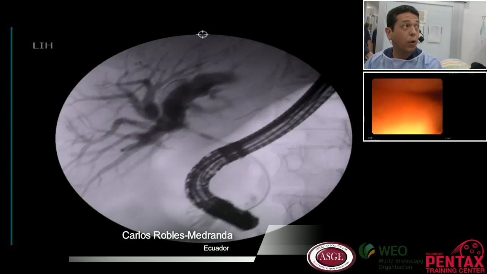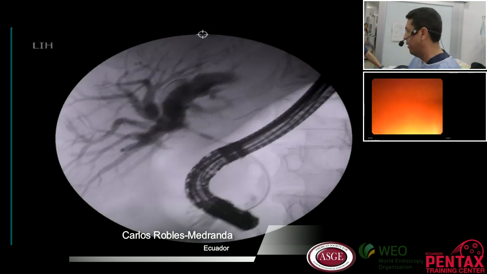So then I will go a little bit down also, because of the extension of the lesion, just to perform a second radio frequency of the area. And then we will place two plastic stents. I will perform a balloon dilation.